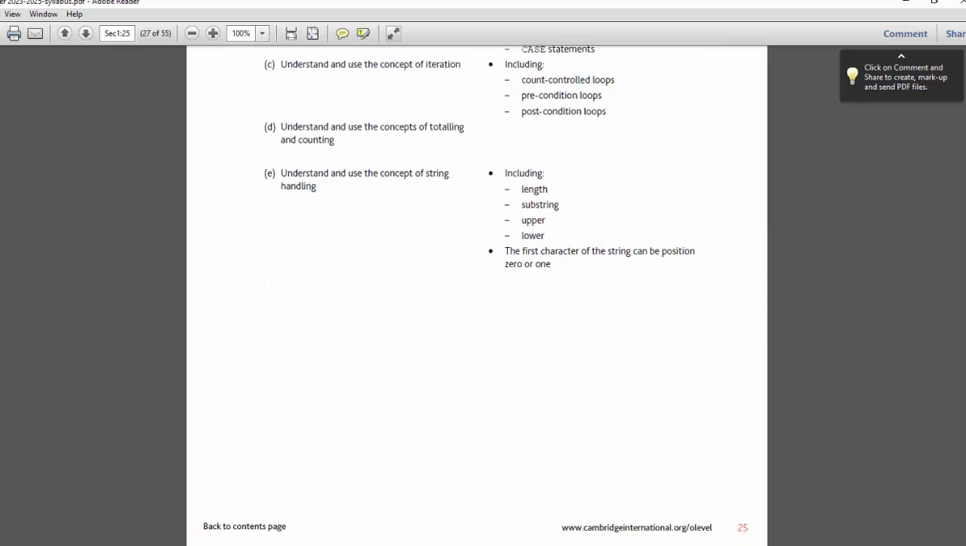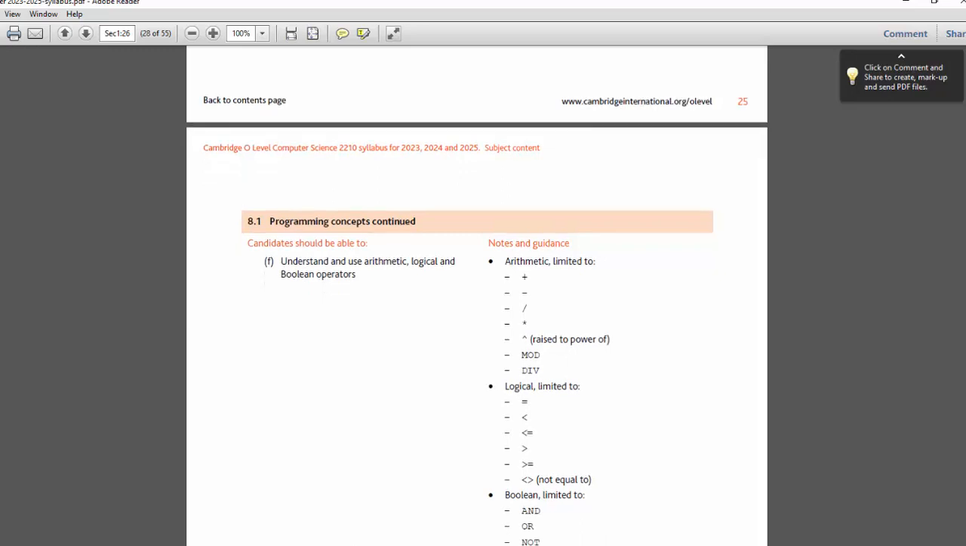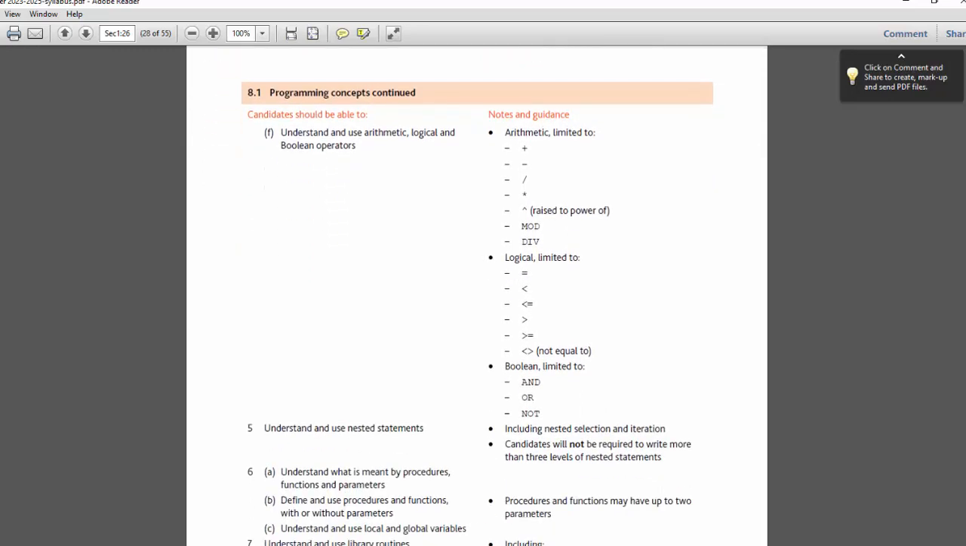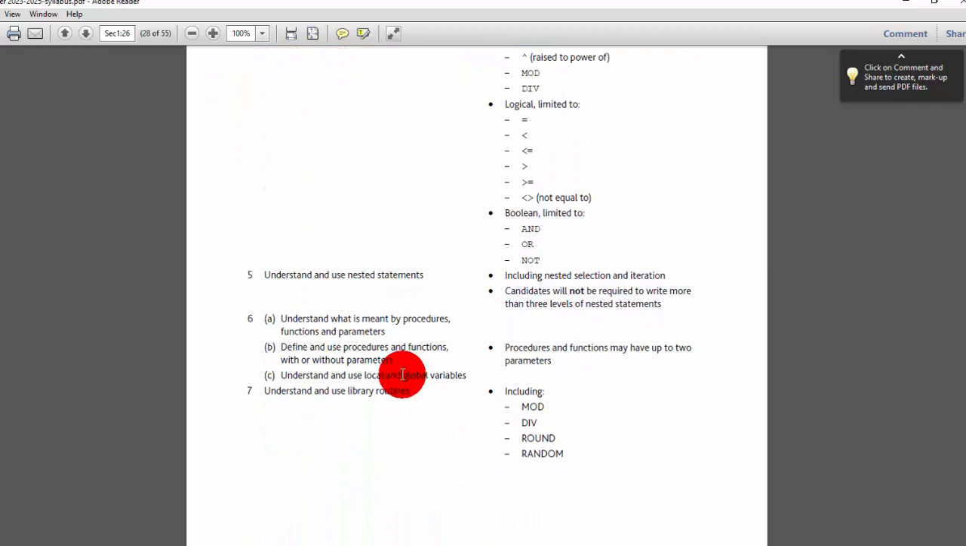Okay, next thing is arithmetic. Understand and use the logical and Boolean operators. Okay, we have already done this in the previous syllabus. Next is understand and use library routines. How can we use library routines using the mod function, division, round, random? This is a new topic.